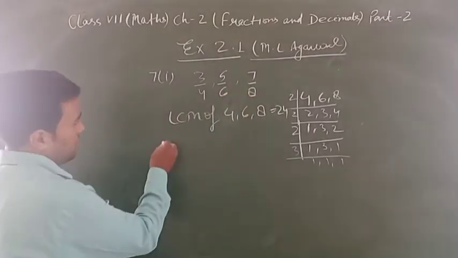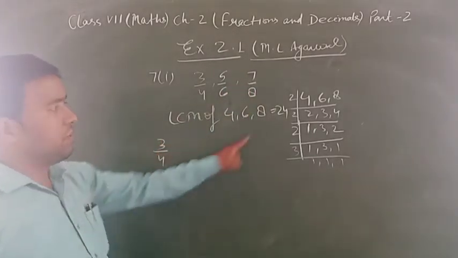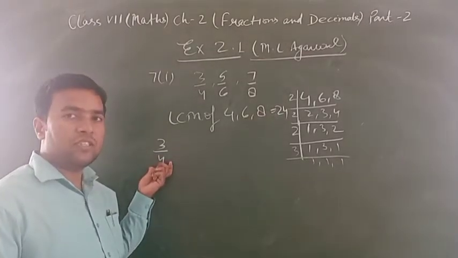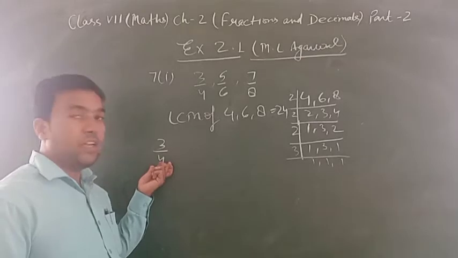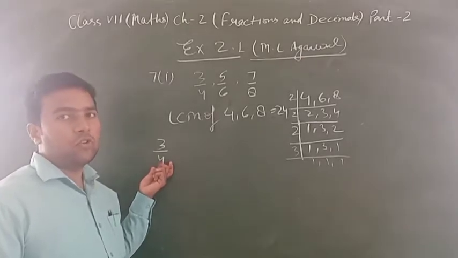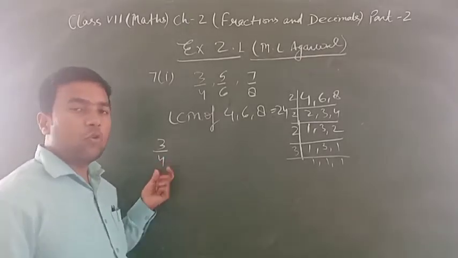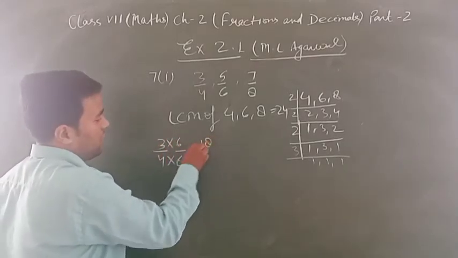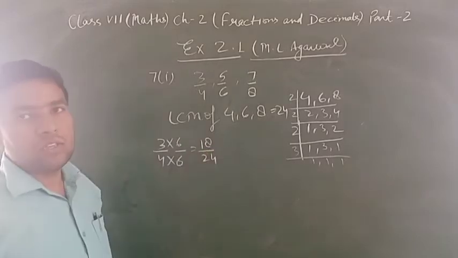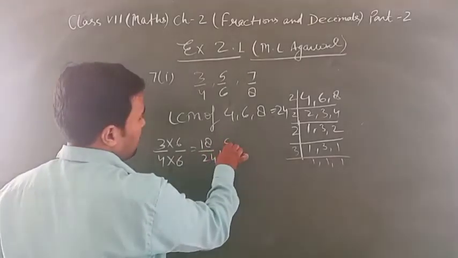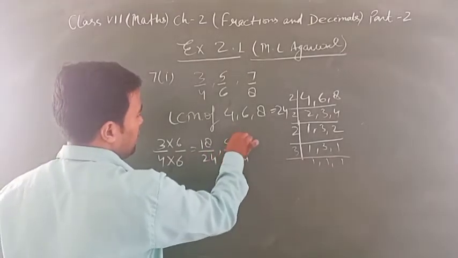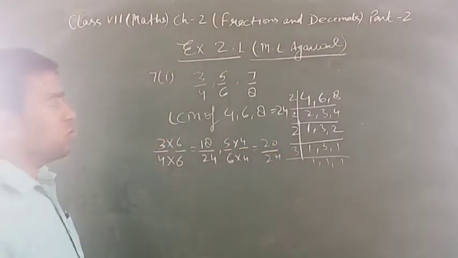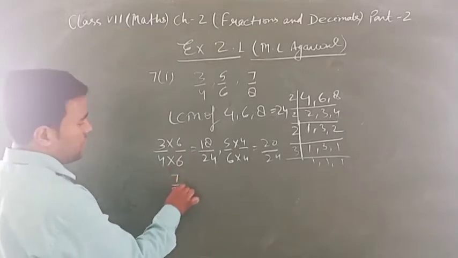After that you take each fraction. Take 3 by 4. The LCM is 24, and the denominator is 4, so you will change it to 24. You will make 4 into 24, so read the table of 4. 4 sixes are 24. Here also 6, so 18 by 24. Clear? Now 5 by 6. 6 fours are 24, so 20 by 24. Then 7 by 8 into 3.